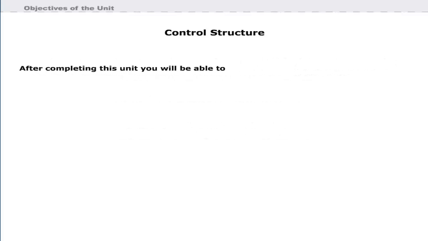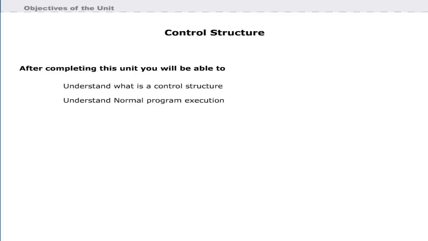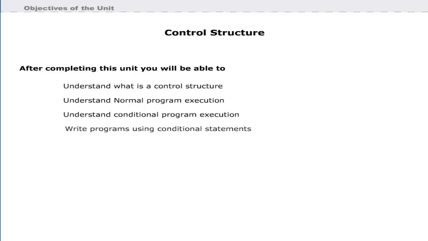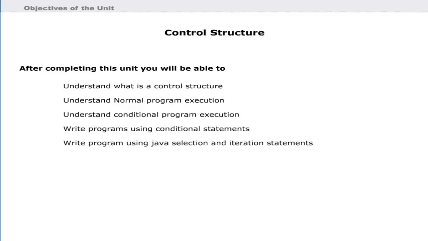After completing this unit, you will be able to understand what is a control structure, understand normal program execution, understand conditional program execution, write programs using conditional statements, write programs using Java selection and iteration statements.